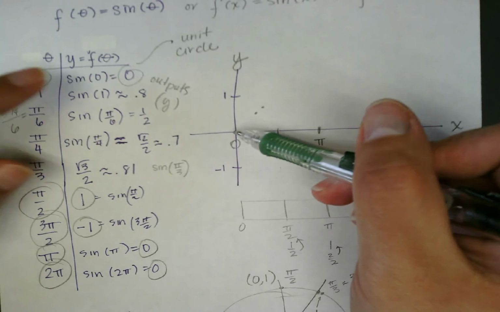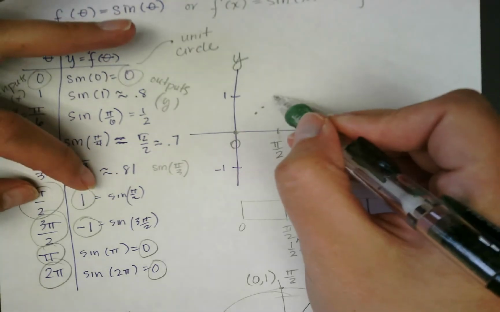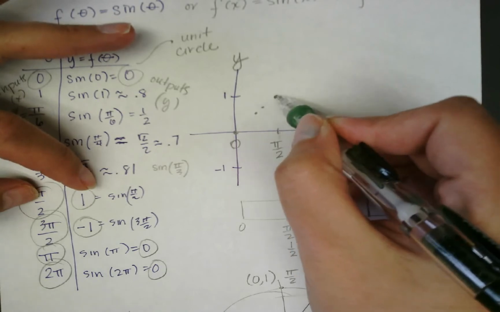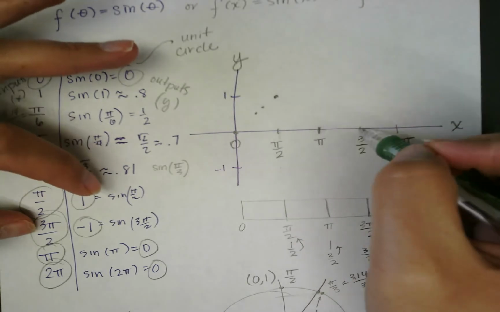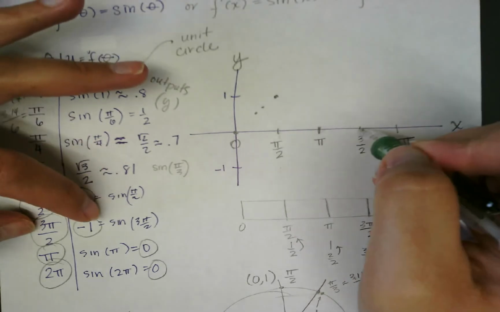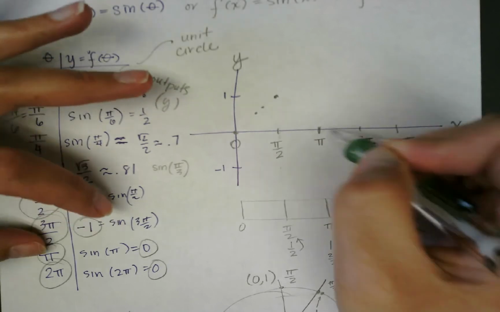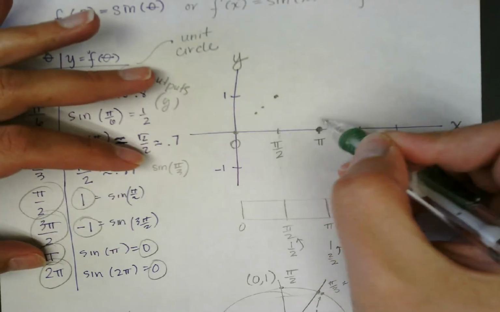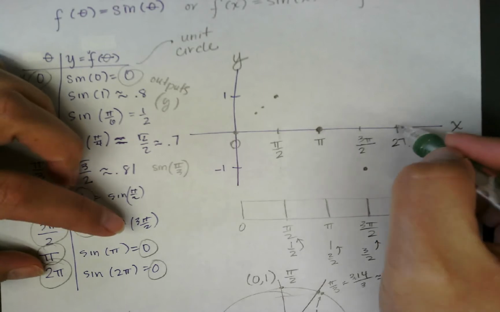So, plug in 0, you get out 0. Okay? Plug in pi over 2, you get out 1, so you get out this point. Pi over 2, comma 1. You plug in 3 pi over 2, you get out negative 1. So, go over 3 pi over 2, down negative 1. You plug in pi, you get 0. So, to the right pi, up, down 0. And then to the right 2 pi, up, down 0.